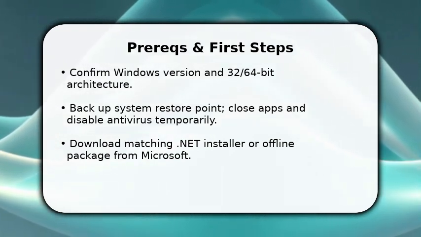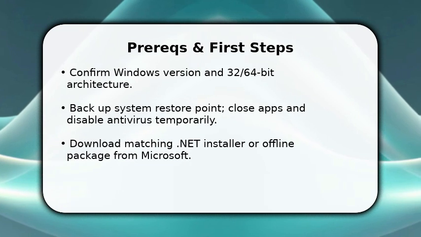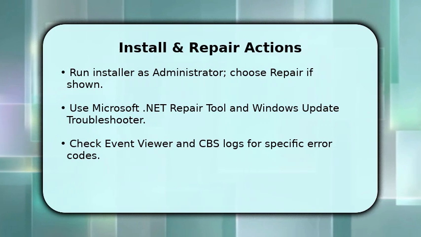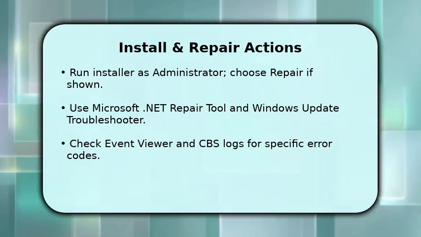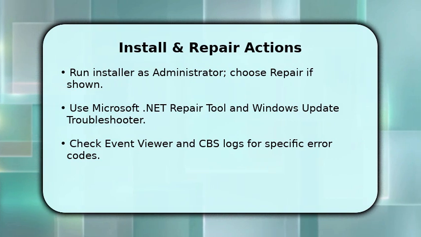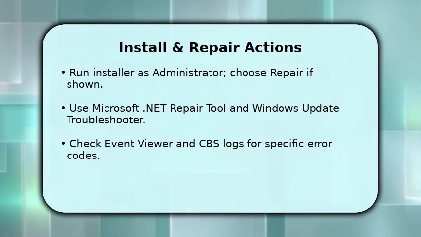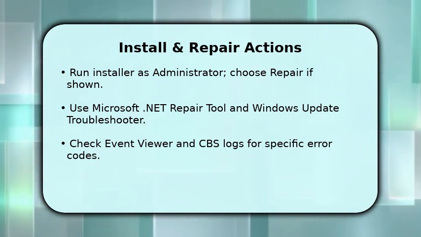Run the installer as administrator. If it offers repair, choose that first because it fixes corrupt assemblies without a full reinstall. If that fails, run the Microsoft .NET repair tool and follow prompts. Also run the Windows Update troubleshooter since updates often affect .NET components.